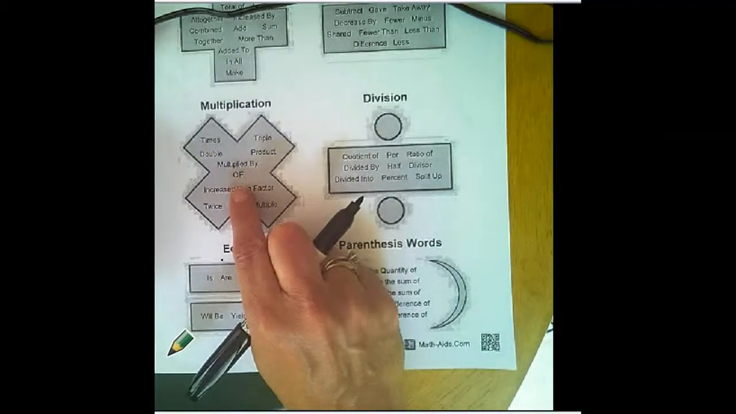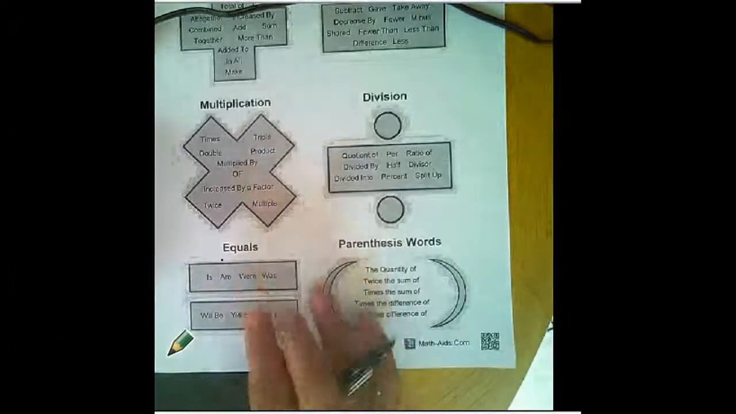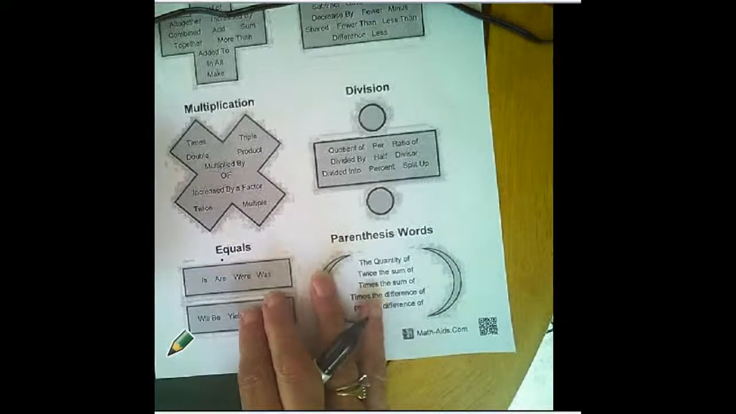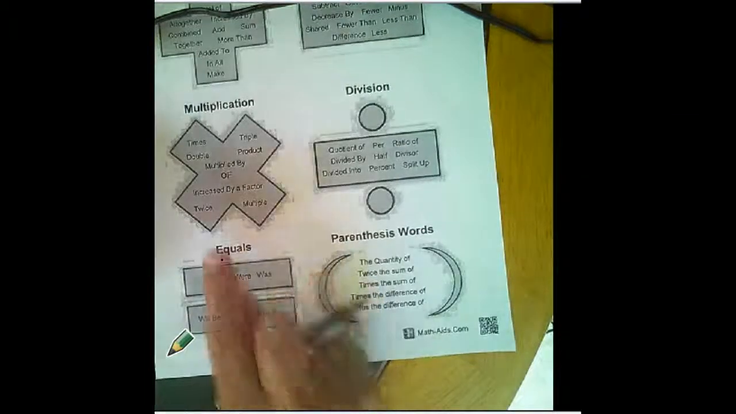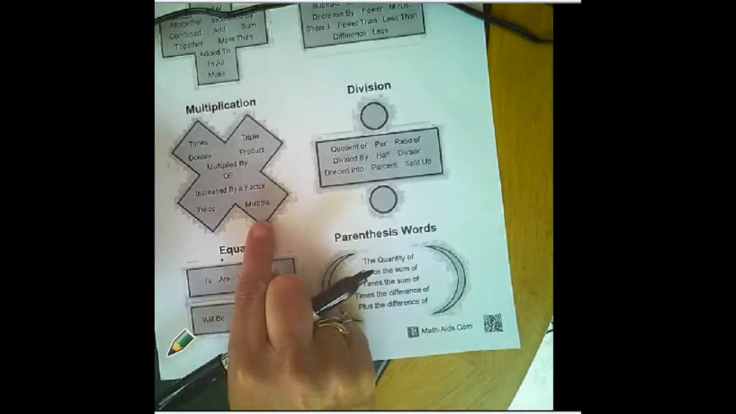So if you've printed this out, you might want to highlight that so that you remember that one. You might also see increased by a factor, because when we're multiplying, the 2 numbers we're multiplying are called factors, and our answer is called our product. If we see twice, that means times 2, and a multiple is a number that you get when you multiply. A multiple of 6 would be 12, 18, 24.